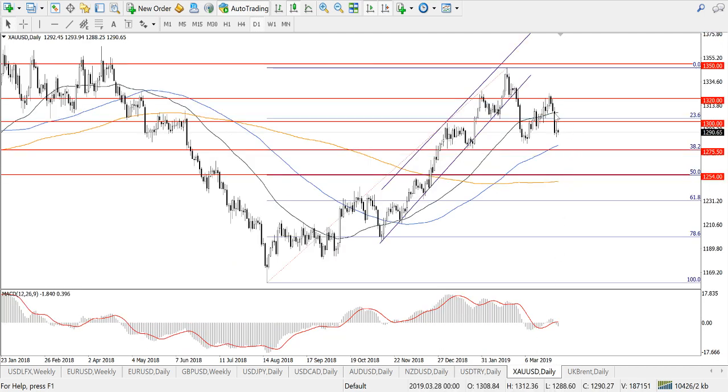Finally, gold went down from the area of 1,320 and went below 1,300. So it is kind of vulnerable for a decline towards 1275 and 1250 in the upcoming trading days.